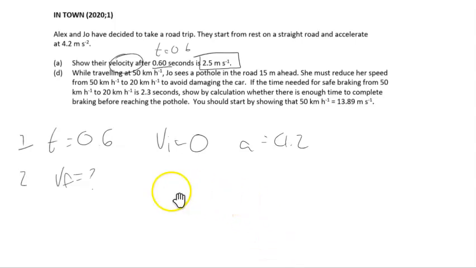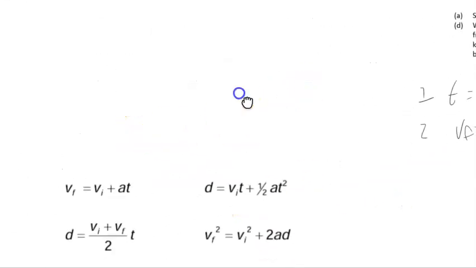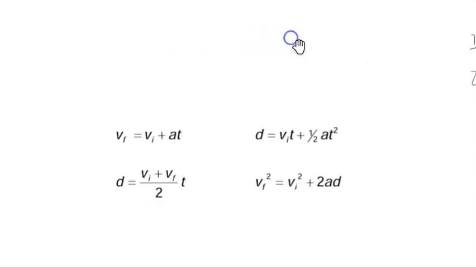So we could just go to our equations and work out which one we're going to use. Which one has time, initial velocity, acceleration, and final velocity? In other words, which one doesn't have distance again?